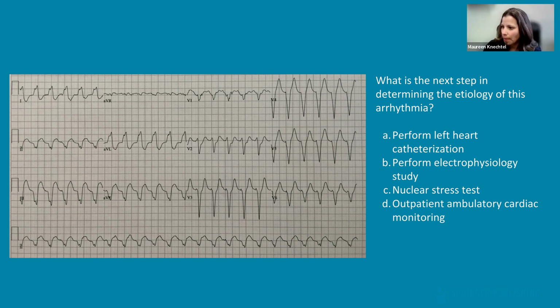Okay, so the majority were correct here and performed left heart catheterization, with the second most commonly chosen answer being performed EP study. So we have to think about, what is this? So this is a wide complex tachycardia. So even if you looked at this and you're like, I'm not sure what's going on, if it's a wide complex tachycardia, the patient has a history of coronary disease, you're going to treat that like VT until proven otherwise, because that's the most likely scenario.